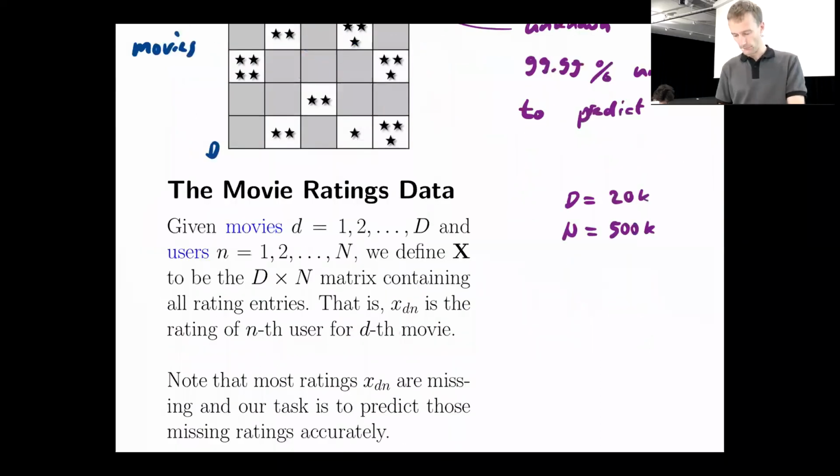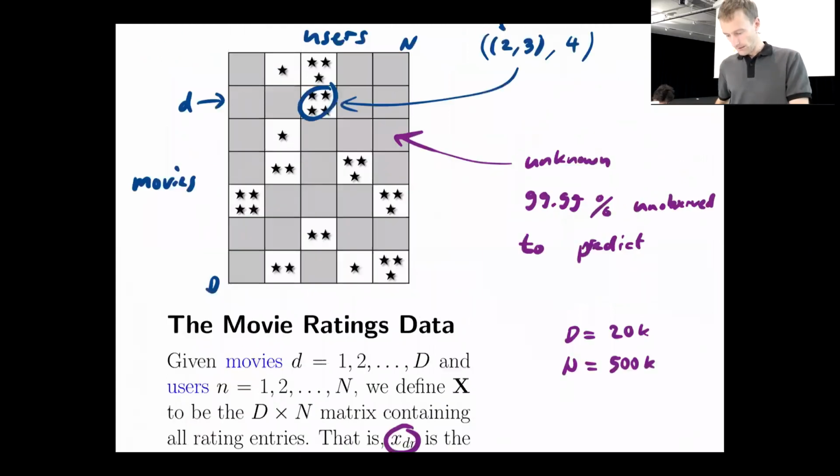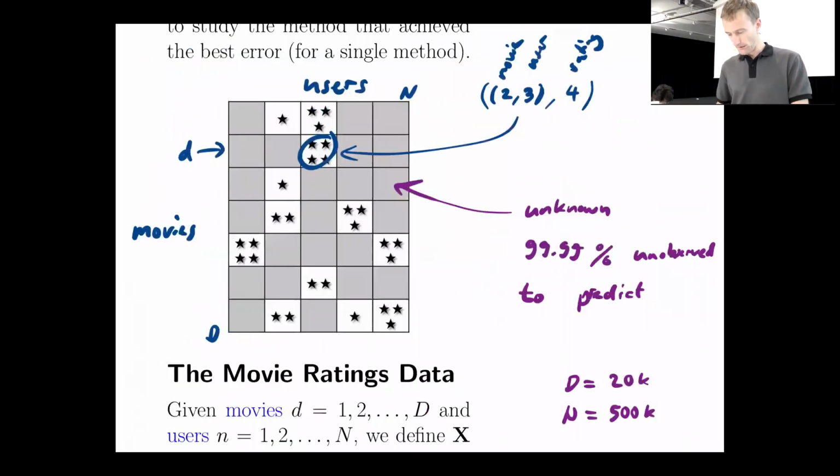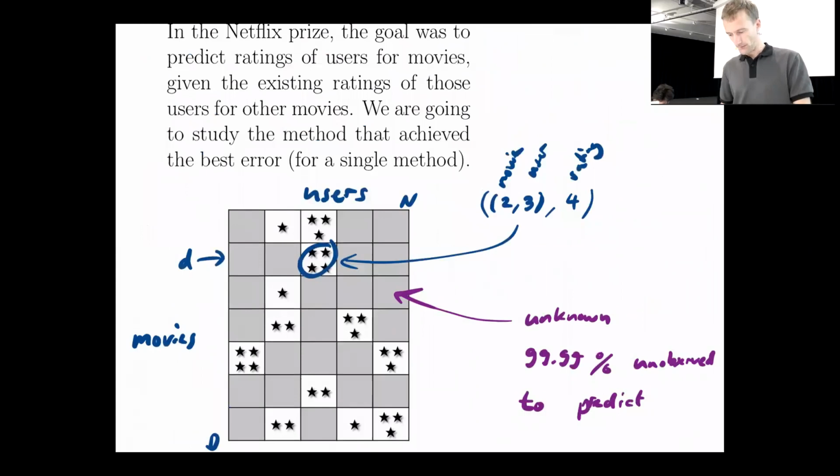dn is what gives the rating given from this user n to the movie d. And maybe it goes from 1 to 5. Here it was like 4 stars. Okay, what can we do with this? Let's try to formulate a loss function so that we can train a model, and also formulate a model.